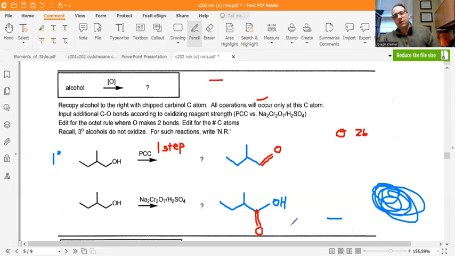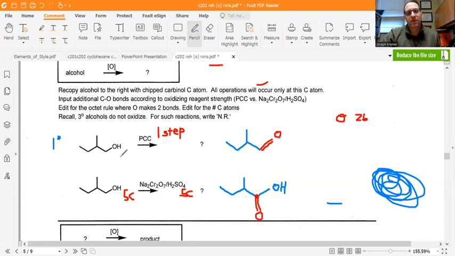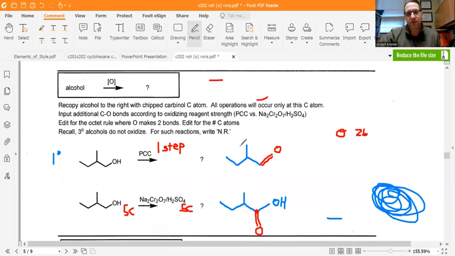Done. Turn it into a carbonyl and you're done. Same number of carbons, 5 carbons before the change, 5 carbons after the change. Good for checking that out. Looking at 1 degree alcohols, you can see one yields an aldehyde and one yields a carboxylic acid.